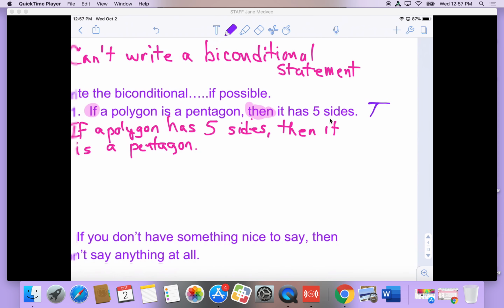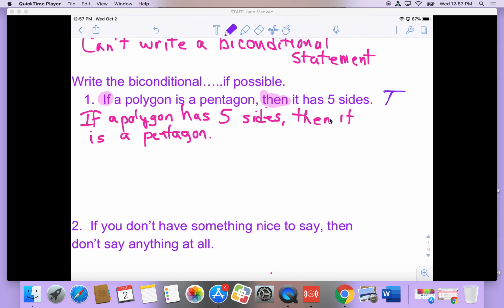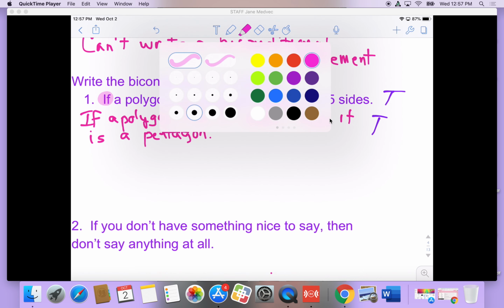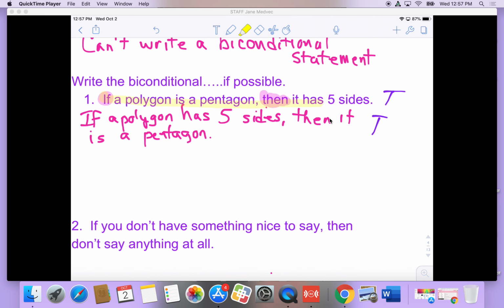Now take a look at the converse. If a polygon has 5 sides, is it a pentagon? That is also true, yes. So now I'm going to write a biconditional statement. When you do a biconditional statement, first of all, you're going to look at the conditional statement. So you're looking at this piece right here.